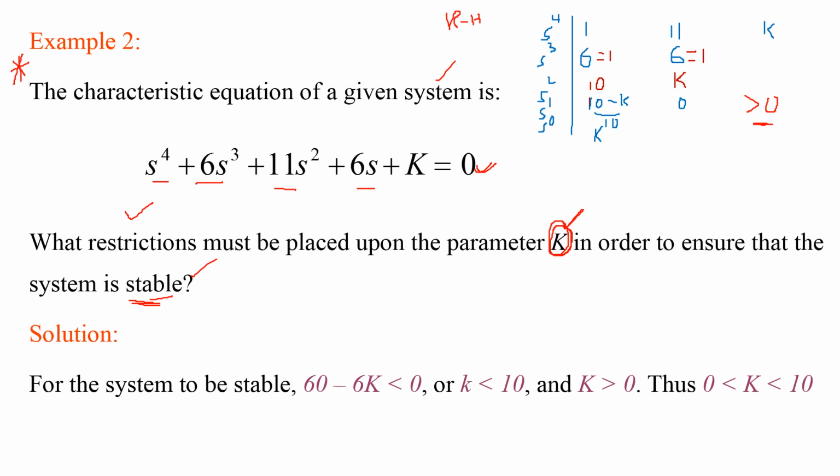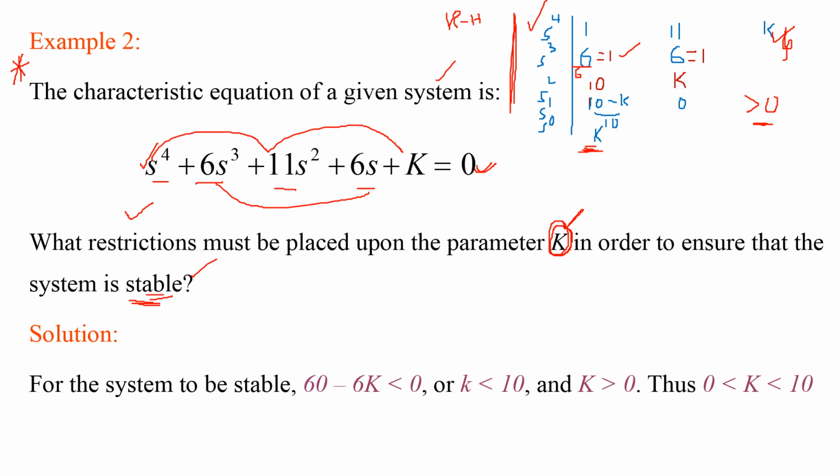This is the RH table. The highest power is S power 4, so the first row is S power 4 having the coefficients 1, 11, K. This is the first row, and S cube is the second row, that is 6 and 6 are the elements for the second row. For simplification, divide these elements by 6, so we are getting 1 and 1. By using these two rows we complete the RH table and evaluate the elements in the remaining rows, which consist of K.